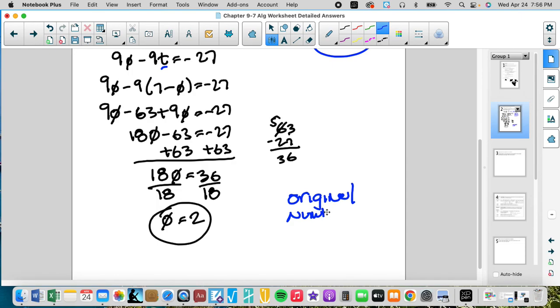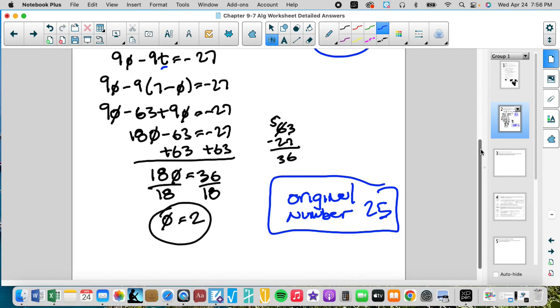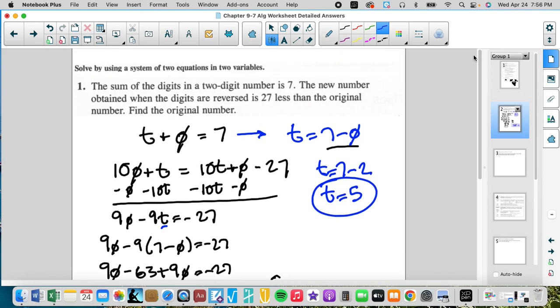Original number is 25. Cool. And then we can check it. What's 2 plus 5? It's 7. If you take the new number, 52, so if we're checking, does the new number obtained when the digits reverse equal 27 less than the original number? Ooh, maybe I did that wrong. Find the original? Oh, the original number.